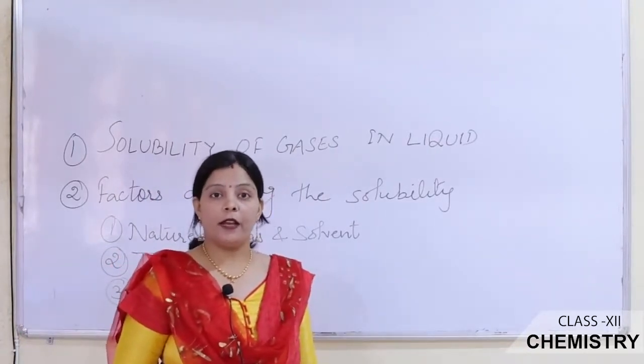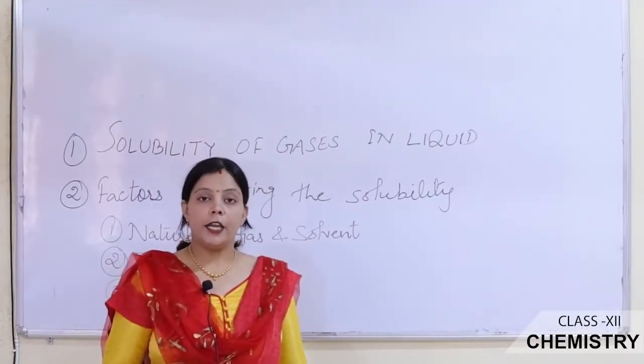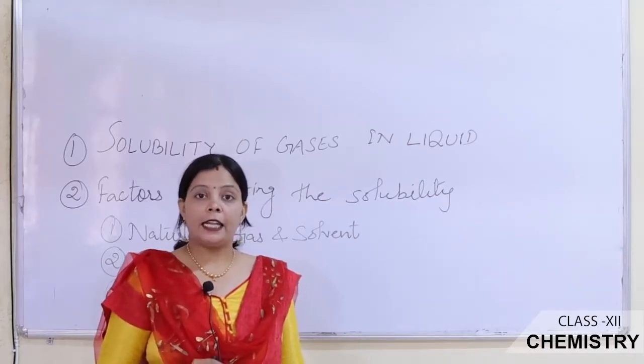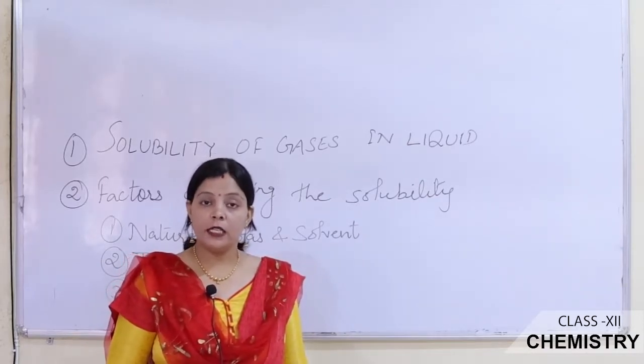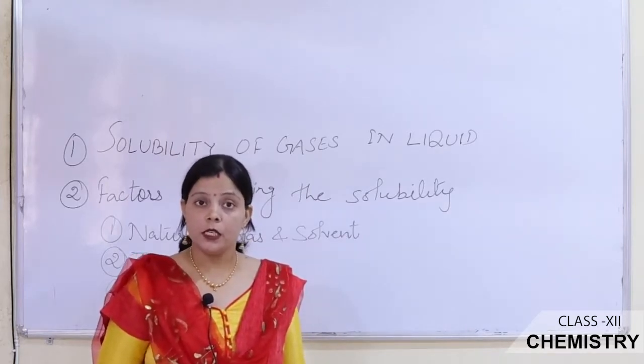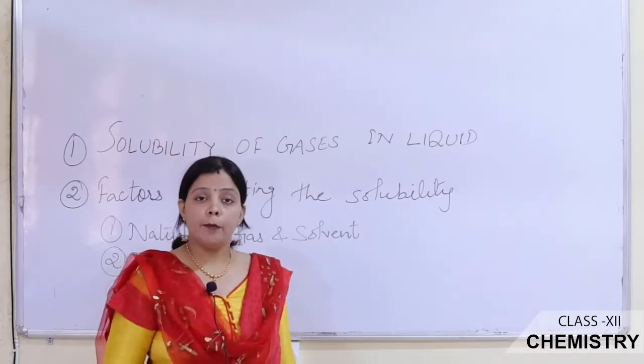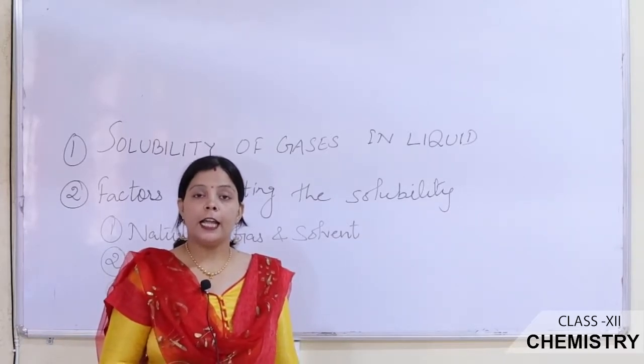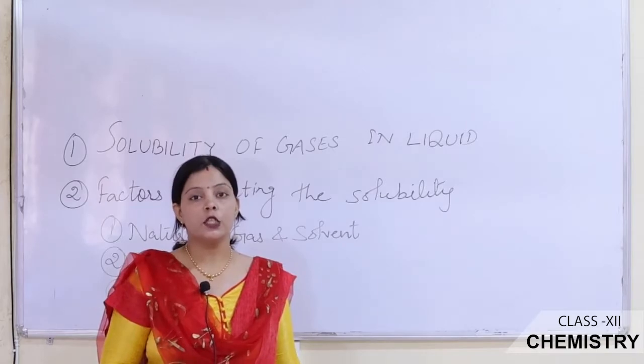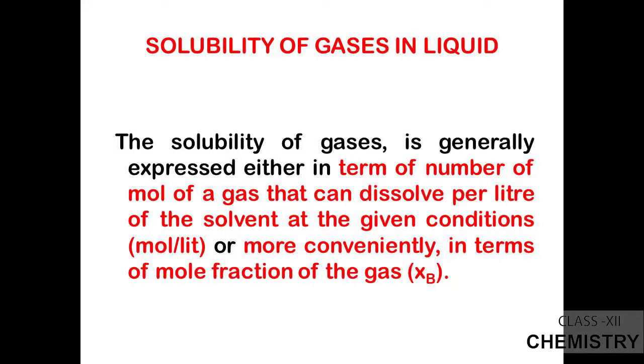The solubility of a gas in a liquid is defined as the number of moles of gas that can dissolve in 1 liter of the solvent at the given temperature, or in other words, the mole fraction of the gas that can be dissolved in 1 liter of the solvent. The solubility of gases is generally expressed either in terms of the number of moles of a gas that can dissolve per liter of solvent at the given condition, or more conveniently in terms of the mole fraction of the gas.